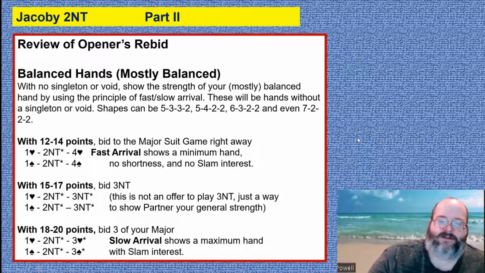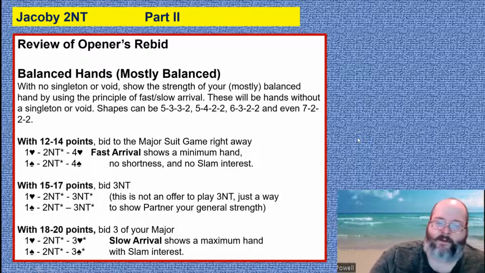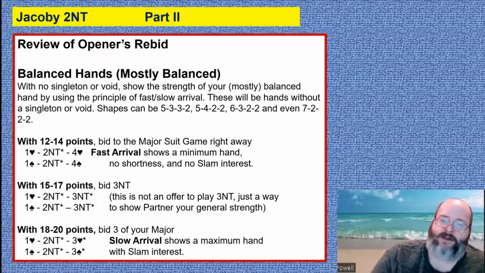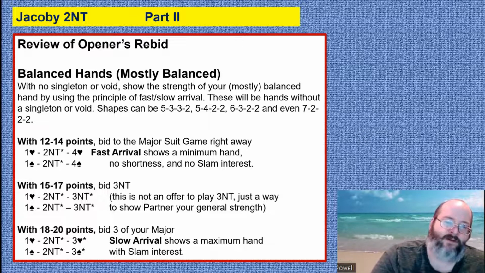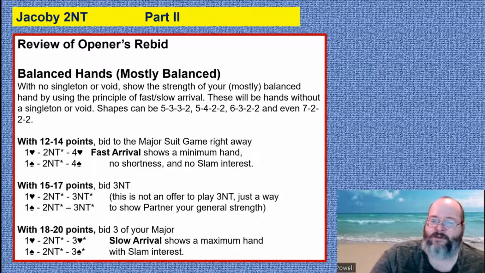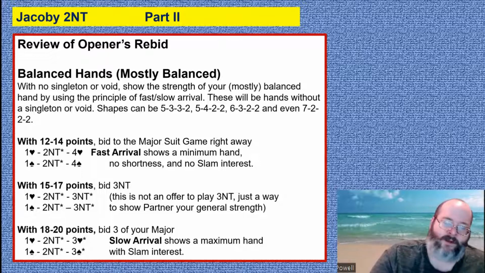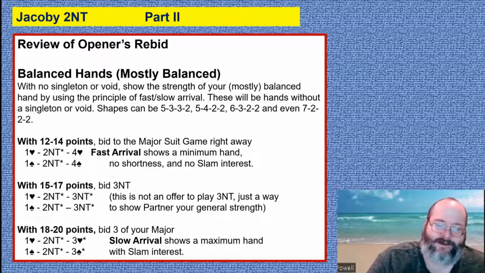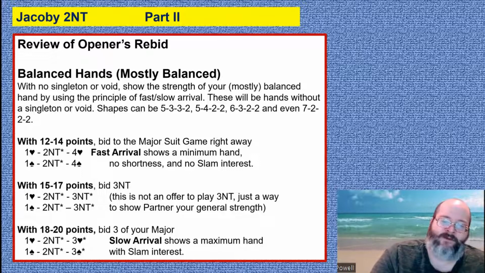The balanced hands. So remember, we decided these were mostly balanced. They're any shape that does not have a singleton or a void, right? So it could be 5-3-3-2, but it could be alternative shapes, right? 5-4-2-2, 6-3-2-2. We wouldn't consider those balanced, right? 7-2-2-2. None of them have singletons or voids. So they're mostly balanced, we just call them that.